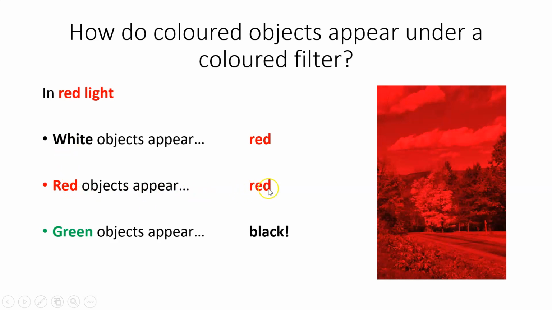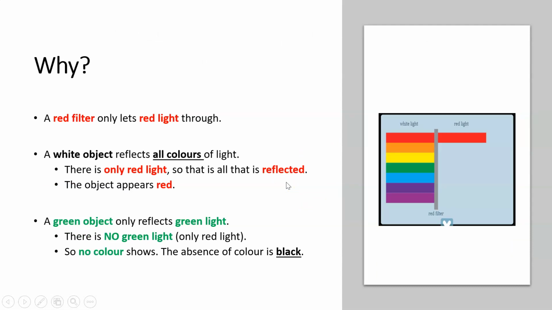All right, so we've got white objects will appear red, so you can see that in the clouds. We can see that the red objects also appear red because that's the only light they're transmitting, and the green objects appear black because they're only transmitting green light and there's no green light there.